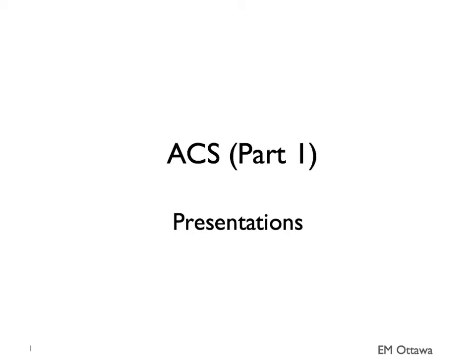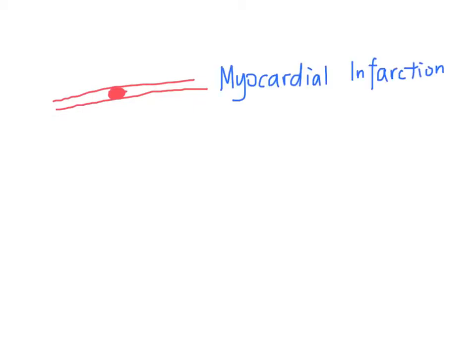Welcome to ACS Part 1. In this section, we'll discuss the presentations of acute coronary syndromes. ACS or acute coronary syndromes really mean a few different clinical diagnoses. They are all caused by blocked coronary arteries. It can cause irreversible damage to the myocardial cells or myocardial infarction.